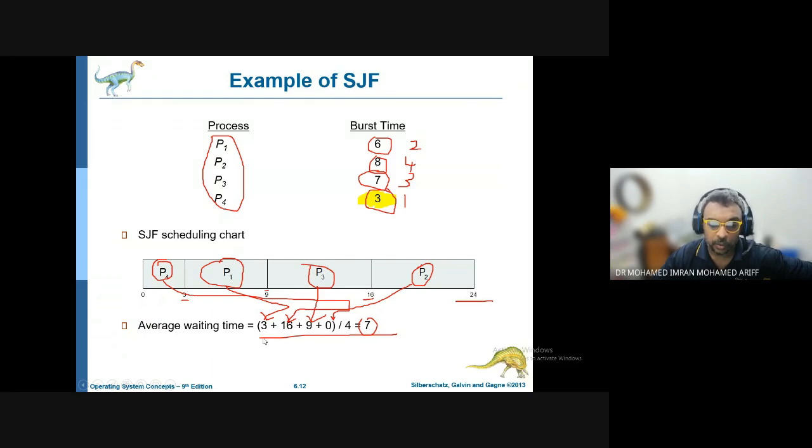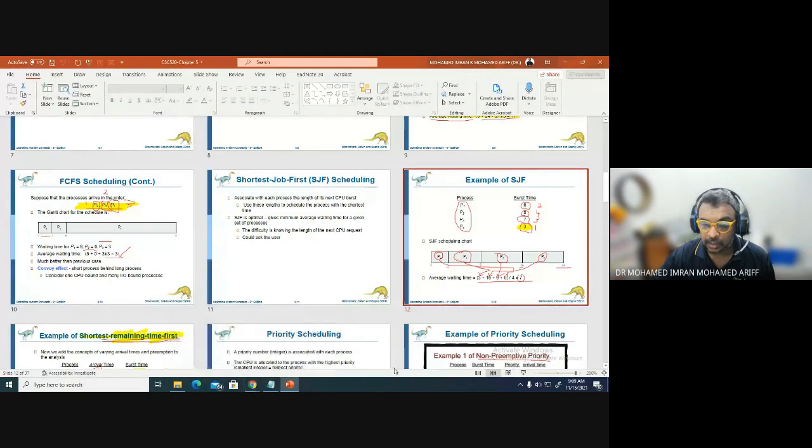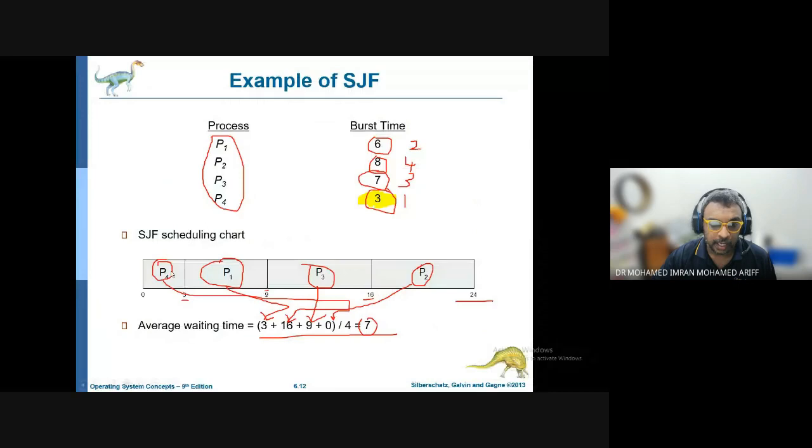If you want to calculate the waiting time for each process, not the average, the waiting time first, it is simply by looking at each process. For example, process 4 arrived at time 0 and went in at time 0, so it does not have to wait. That's why the waiting time is 0 here. P1 arrived at time 0 and only went in at time 3. So the waiting time for P1 is 3. P3 arrived at time 0 and went in at time 9, so it waited for 9 seconds before it could be processed. And P2 came at time 0, and went in only at time 16, so it waited about 16 seconds before it started processing.